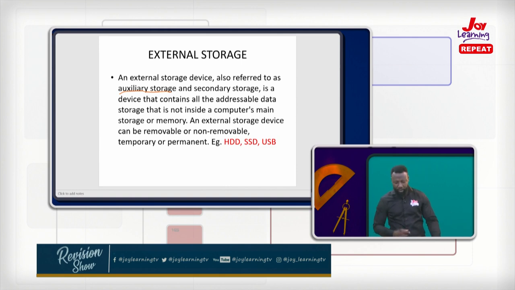So we say that an external storage device can be removable or non-removable. That means it can be removed, or it can be the type which is fixed within. Okay, so we have examples here. As I mentioned, we have the HDD, which stands for hard disk drive. Then we have the SSD, which stands for solid state drive. Then we have the USB, which is universal serial bus.